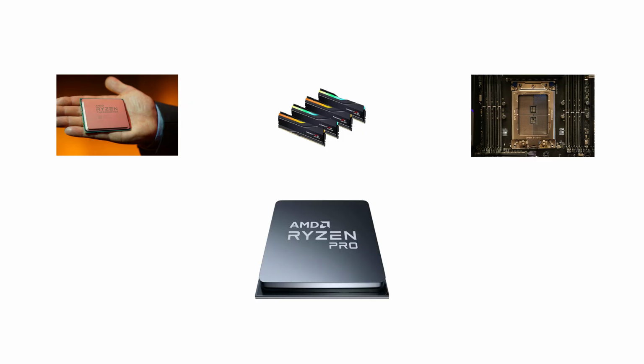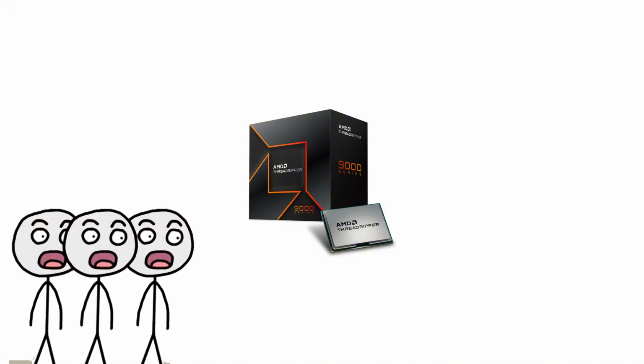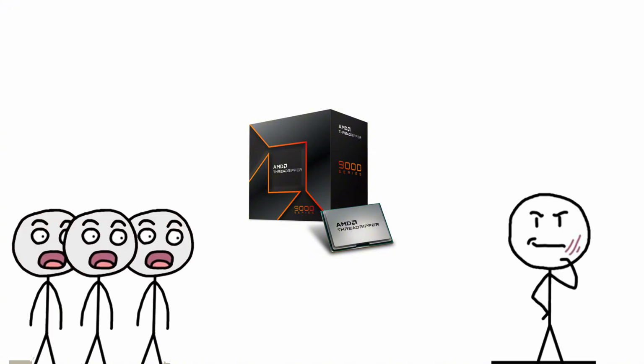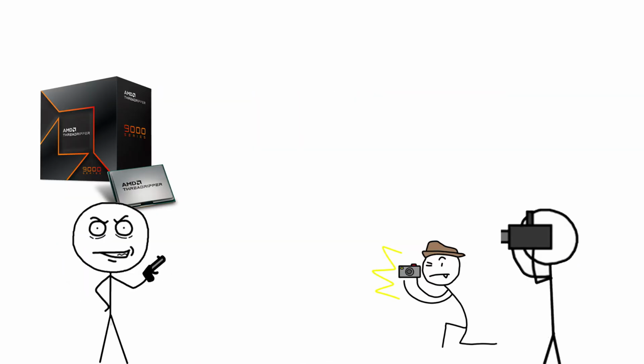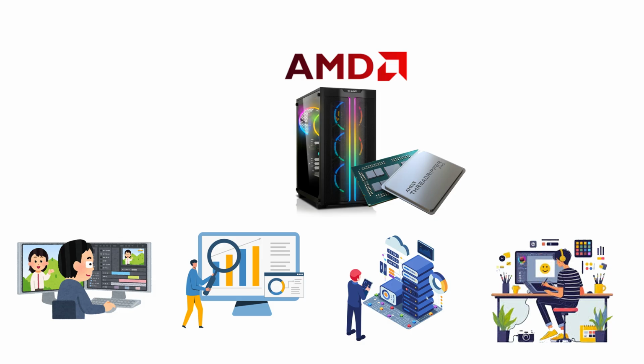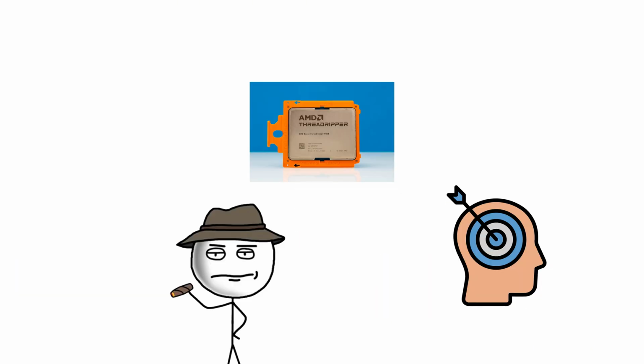Its massive size, unique TR4 socket, and support for quad-channel memory made it a symbol of AMD's engineering bravado. Threadripper wasn't built for the average consumer. It was built for people who refuse to compromise, the ones pushing boundaries in creative and scientific fields. In doing so, it reminded the industry that desktop computing could still be jaw-dropping.